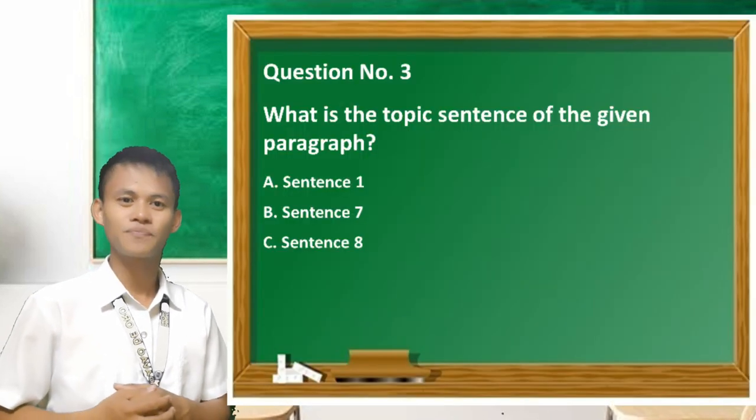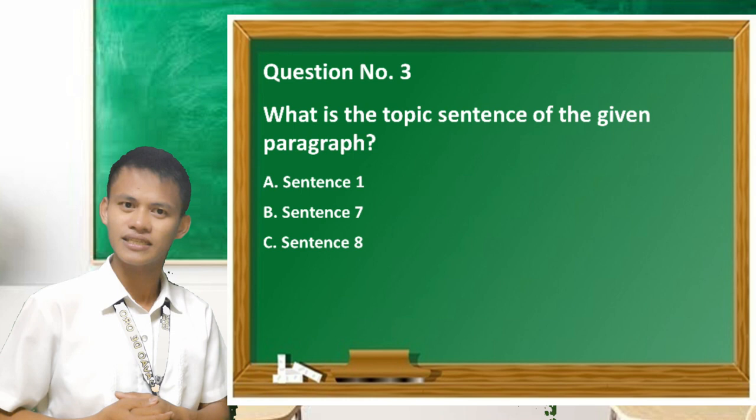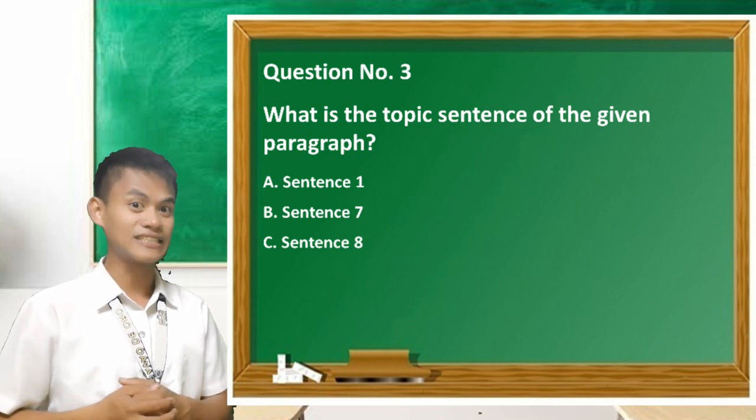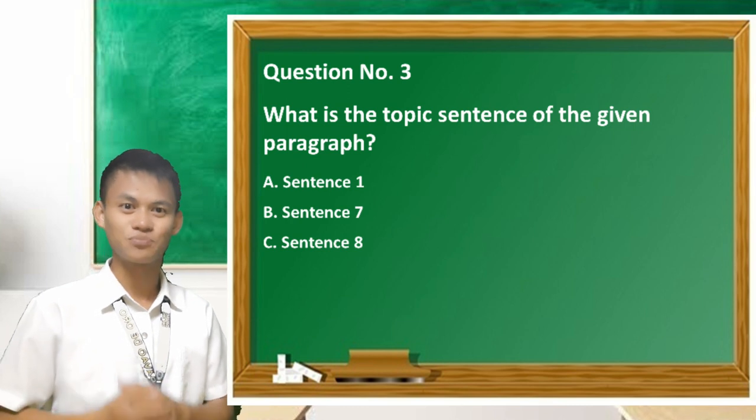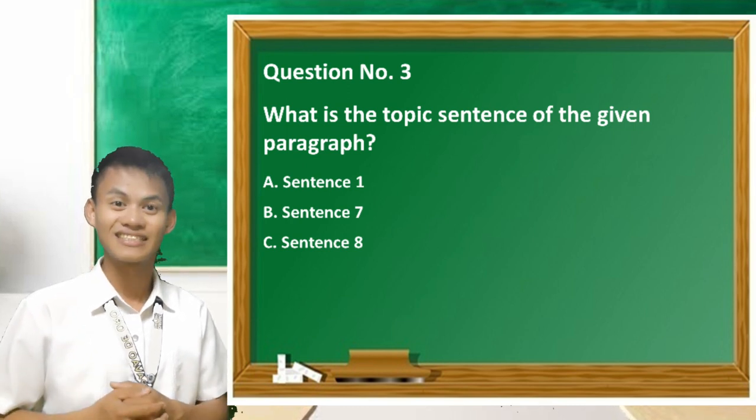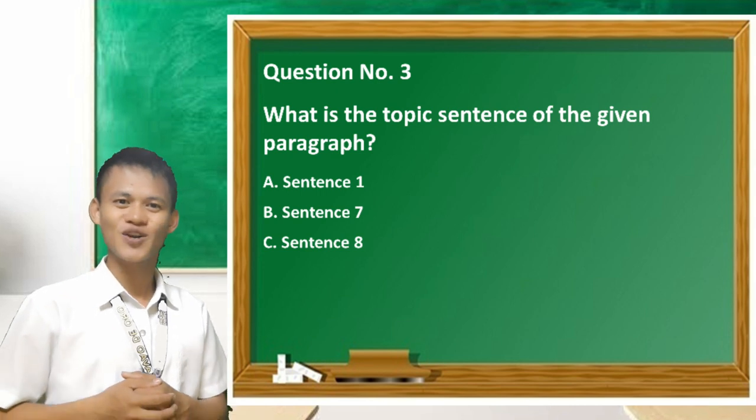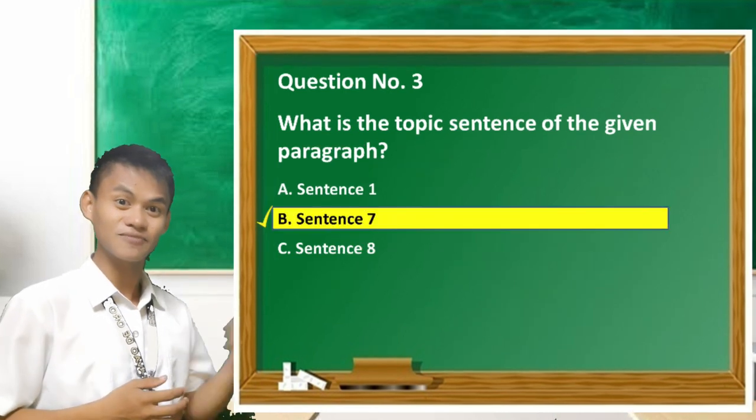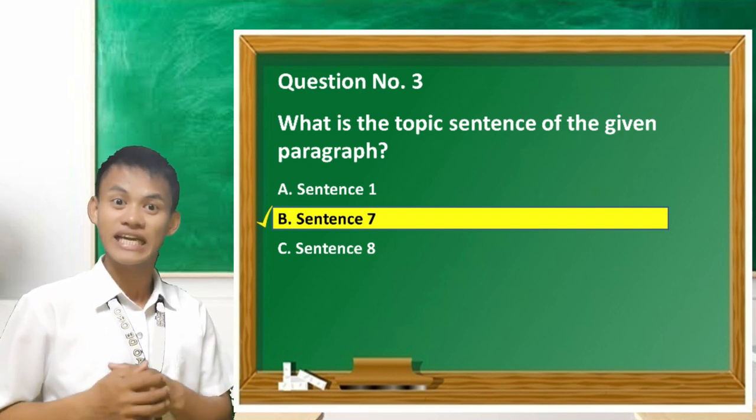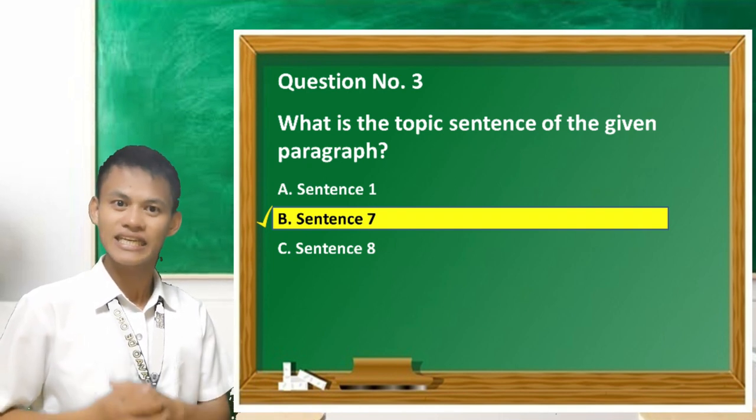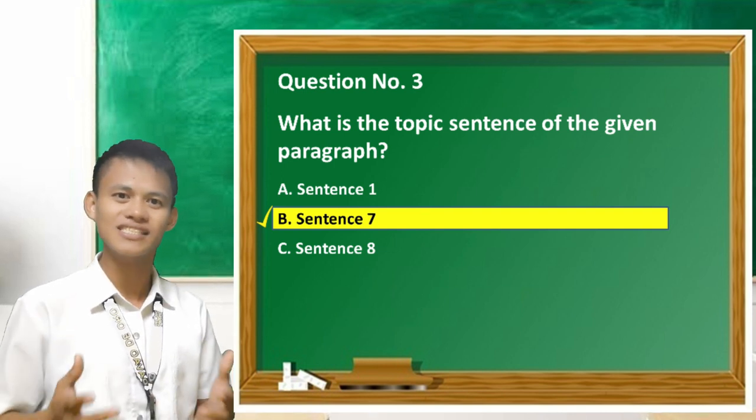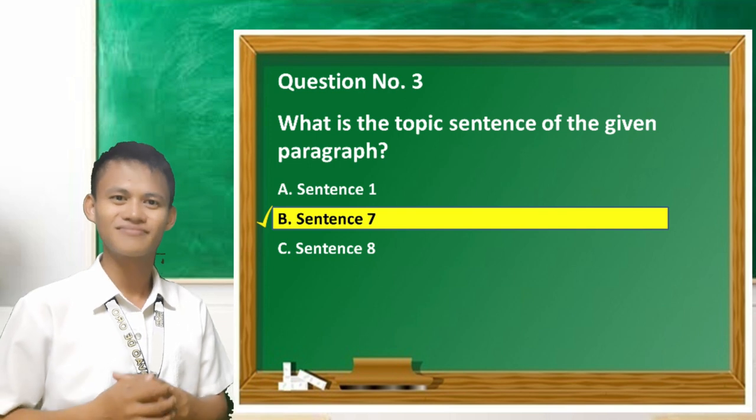Number 3. What is the topic sentence of the given paragraph? Letter A, sentence number 1. Letter B, sentence number 7. Letter C, sentence number 8. The correct answer is letter B. The topic sentence of the given paragraph is television or TV is the easiest means to access information at home.